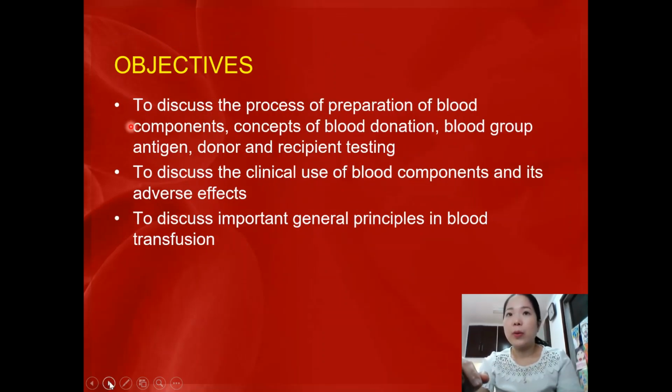So we have discussed the process of the preparation of blood components, the requirements of blood donation. We have also discussed the different blood group antigens and blood group antibodies, donor and recipient testing. We also discussed the clinical use of the different blood components as well as their adverse effects. And of course, we reiterated the different general principles in blood transfusion.